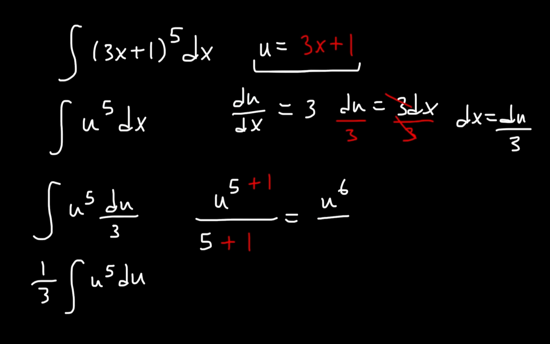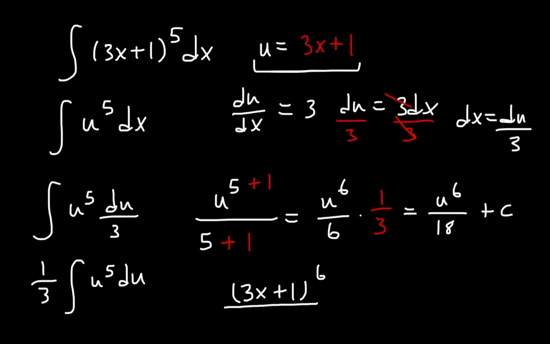This gives u raised to the power of 6 over 6, and don't forget to multiply by 1/3 because we had this at the front earlier. So we have u raised to the power of 6 over 6 times 3, which is 18, plus the constant of integration. And our last step is to replace u with whatever we had. So our final answer will be (3x + 1) raised to the power of 6 over 18 plus the constant of integration.